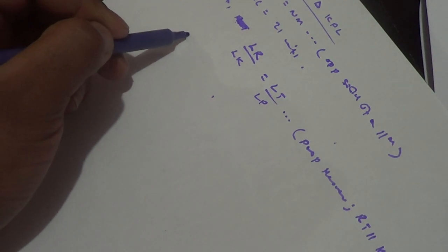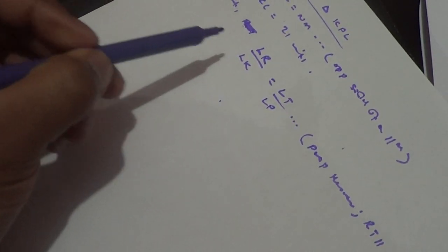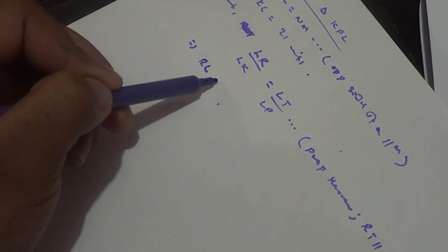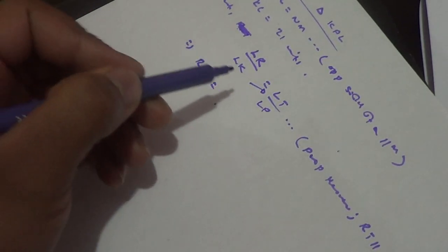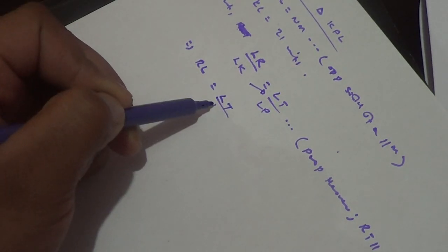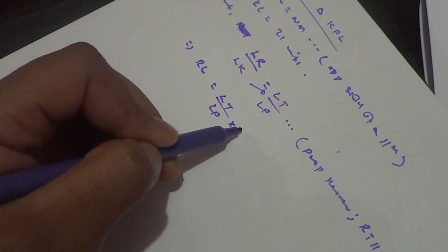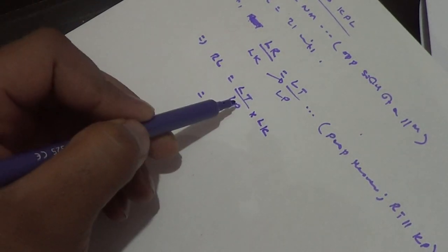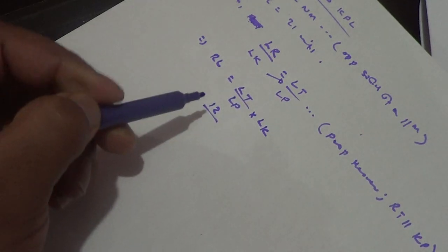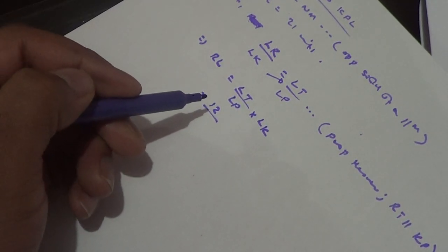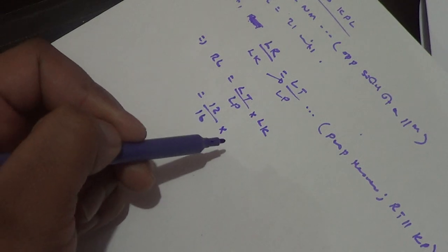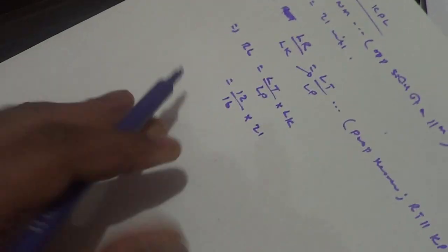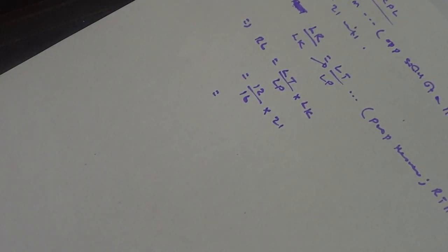So what does this imply? It implies that RL is going to be equal to, all you do, just cross multiply that alone, because to do this and then divide is crazy. It's going to be LT over LP multiplied by LK. That is as simple as that. This is just algebraic manipulation. So what is LT here, or TL? We were told it's 12. LP, we proved above that LP or PL was equal to 16. Multiplied by LK, we've stated it's 21, so we don't have to stress ourselves. Just simple arithmetic.